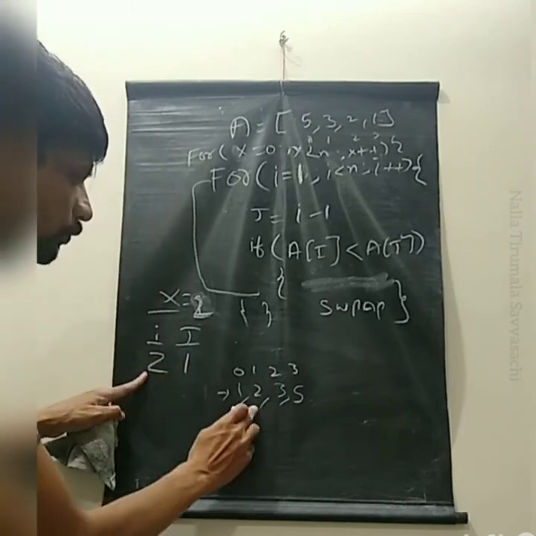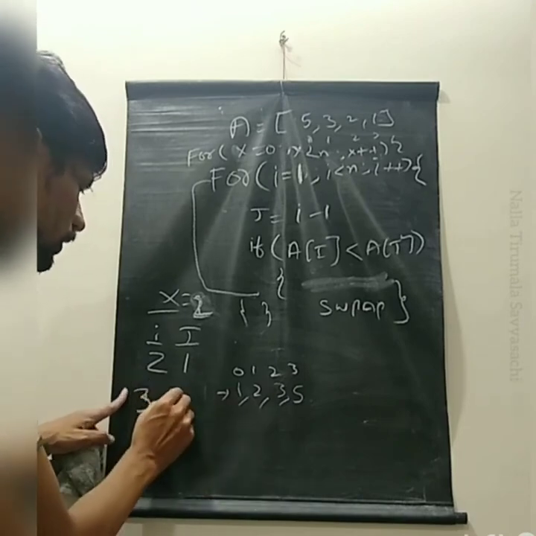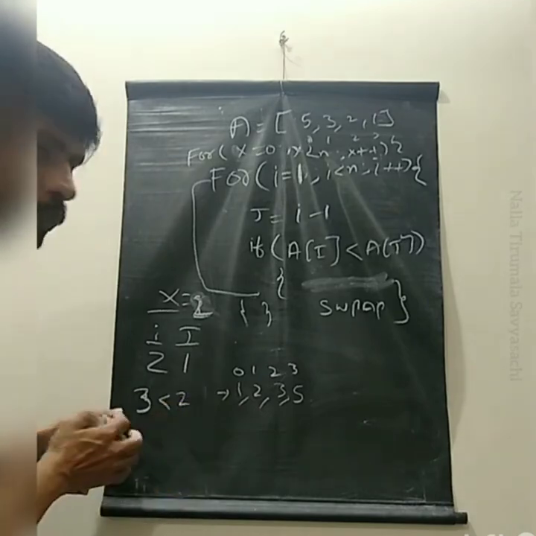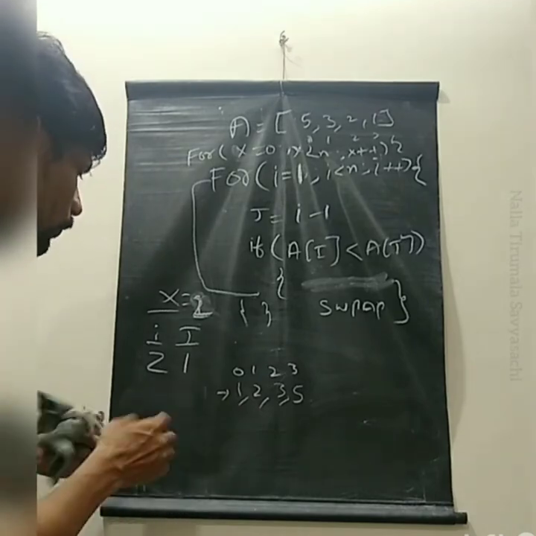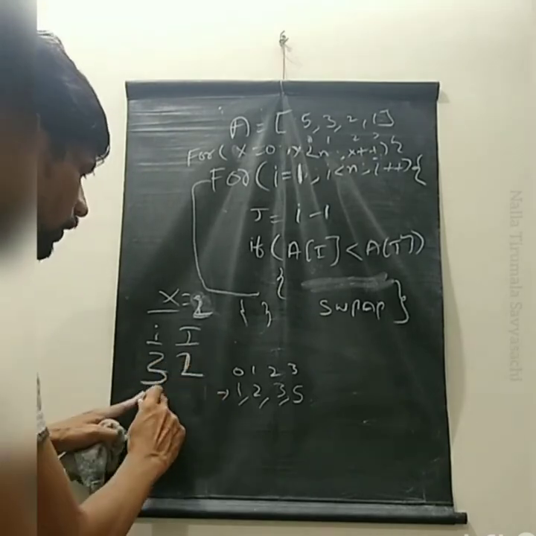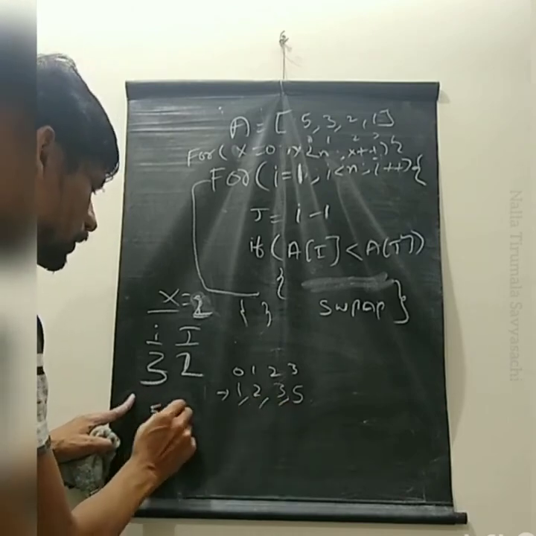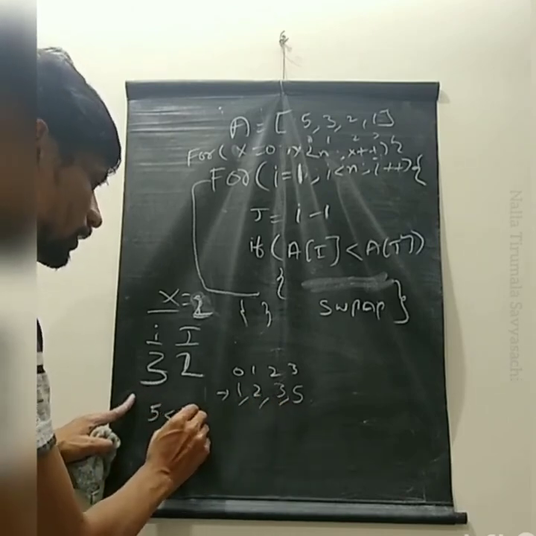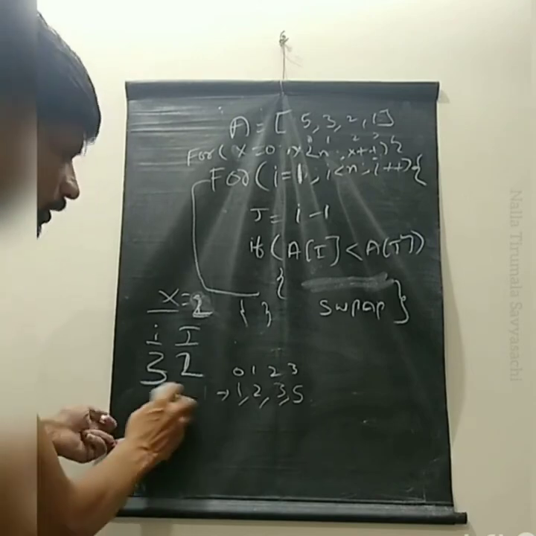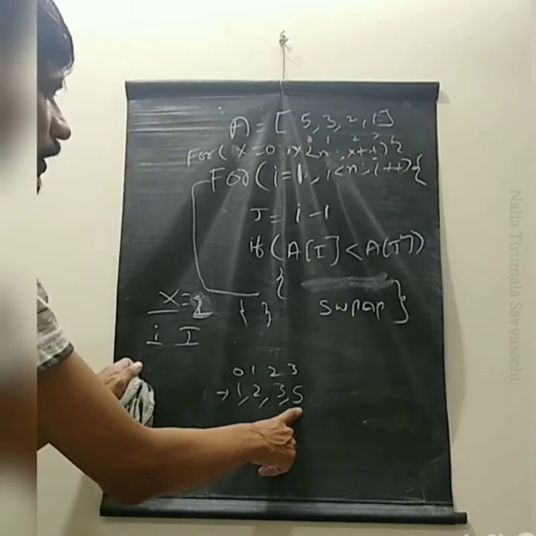So what is a of 2? A of 2 is 3. Is 3 lesser than 2? No. So we won't do any swapping. Now i will become 3, j will become 2. So what is my a of 3? A of 3 is 5. Is 5 lesser than 3? No. So I won't do anything. Right? Now we reach the end.